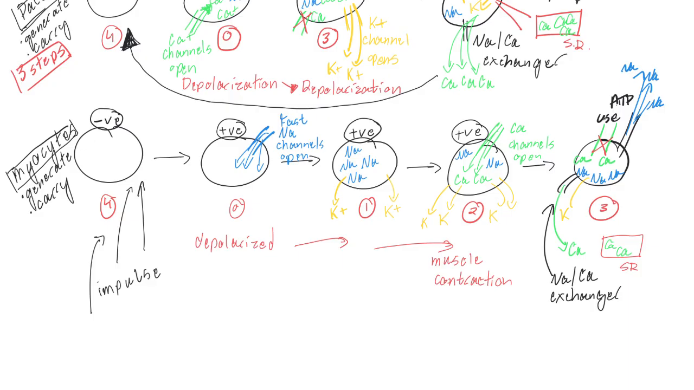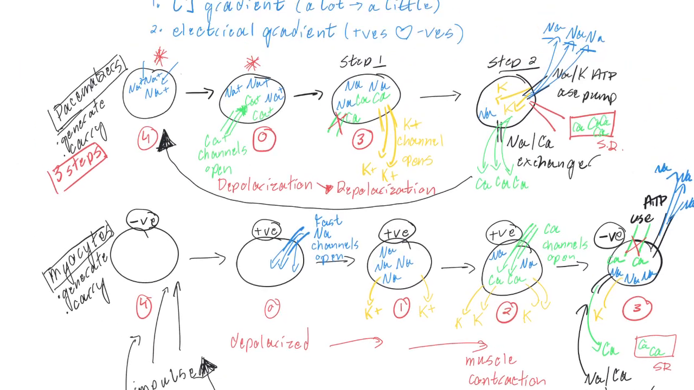And the cell is slowly but surely becoming negative again. So I'm going to draw negative over top of step 3. And now we are ready to go back to our resting potential, phase 4. Let's review what we've learned here today.